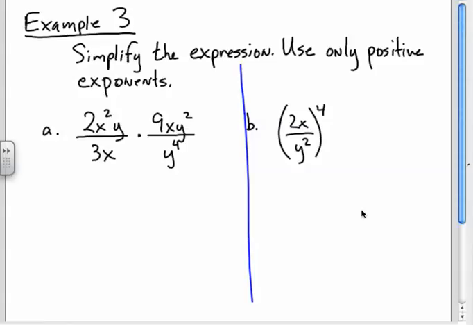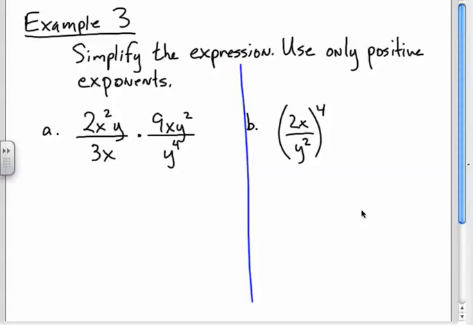Okay guys, example number 3 here. It says simplify the expression, use only positive exponents. Okay, let's look at this first one. This is a fraction times a fraction. And you'll remember with fractions we just multiply straight across, right? And I'm going to do something a little bit longer than you guys would normally.